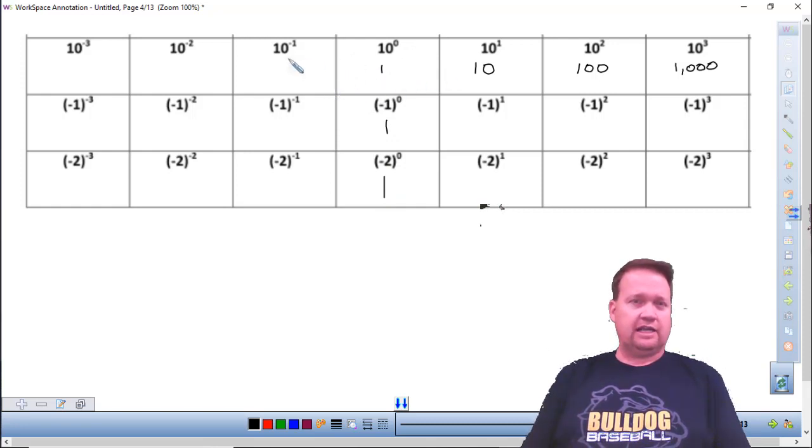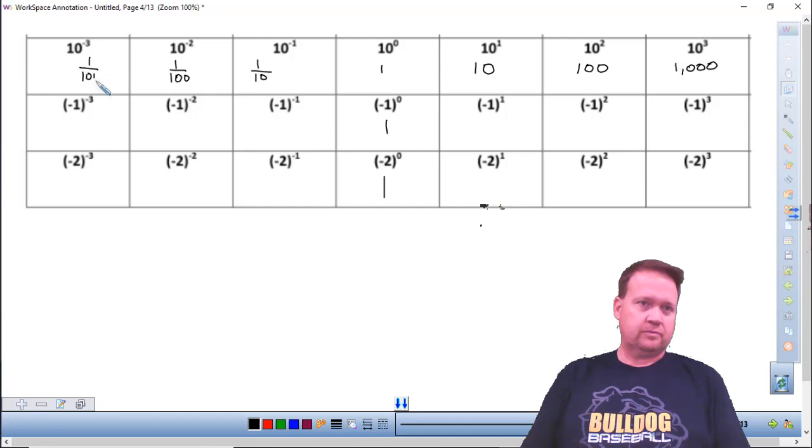And if you take a look at the table above, anytime we have that negative exponent, it's going to be written as fractions. So it's going to be the same number, 10, but as a fraction. It's 1 over 10 to the first, which is 1/10. And then this right here is 1 over 100. And 10 to the negative third is 1 over 1,000.